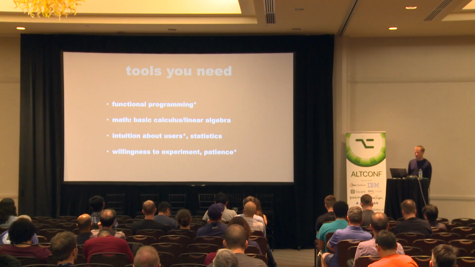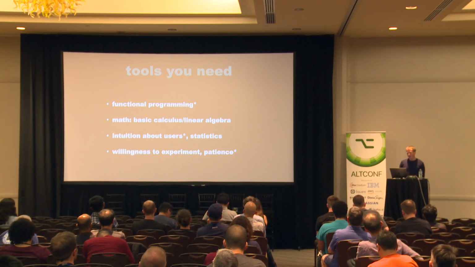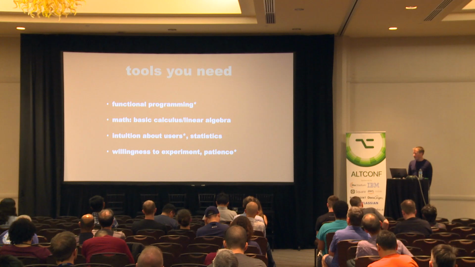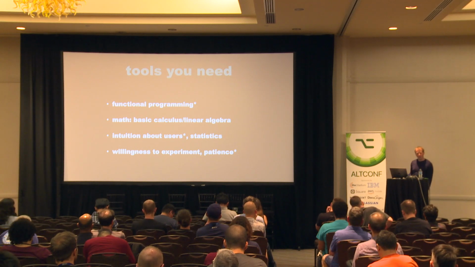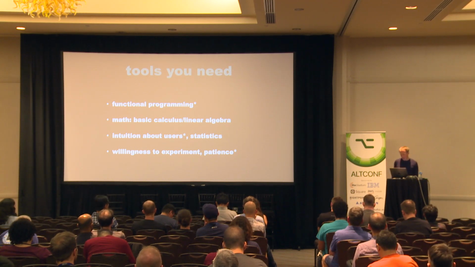So what tools do you need in order to succeed with machine learning? I think functional programming is going to be one of the key factors to all of this. But you have this already if you're doing Swift. So I put a star up here.